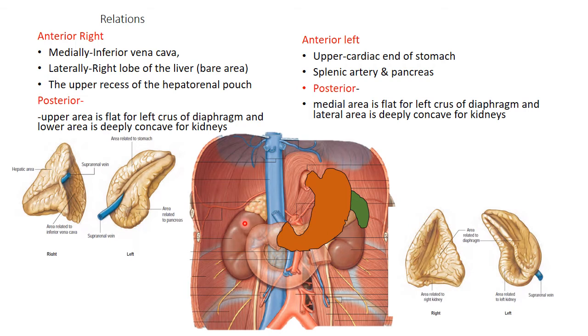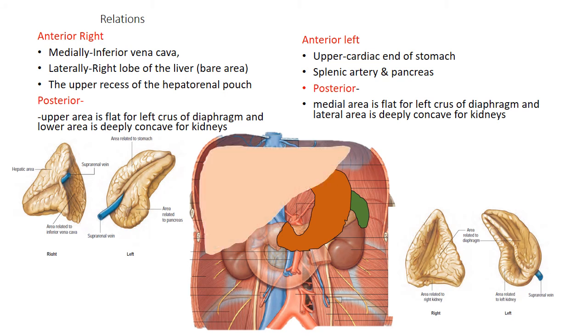The peritoneum from the kidney, which is on the anterior surface, or you can say from the liver, it reflects back onto the kidney over here, making the hepatorenal pouch. So lower lateral area will be related with the upper recess, the hepatorenal pouch. So here it will be related with the bare area of liver, and then the upper recess of the hepatorenal pouch, like this. Okay, so this was about the anterior and posterior relations of the suprarenal gland.